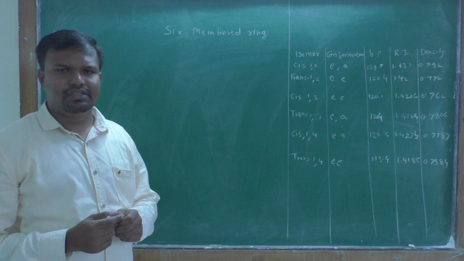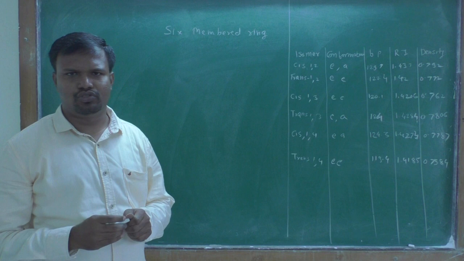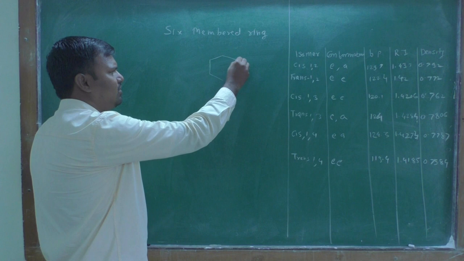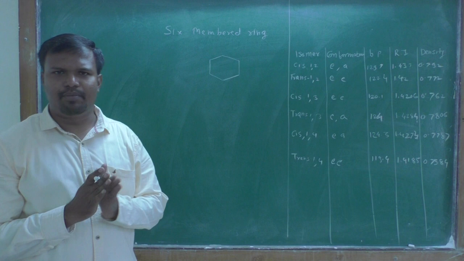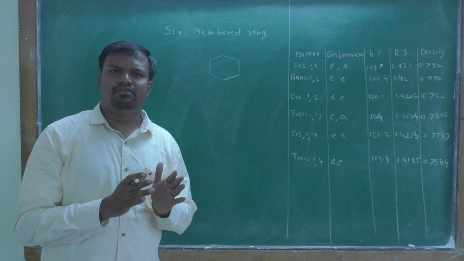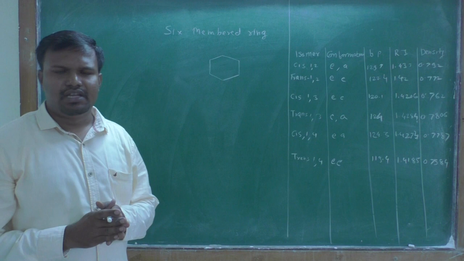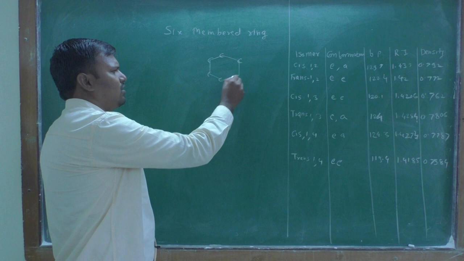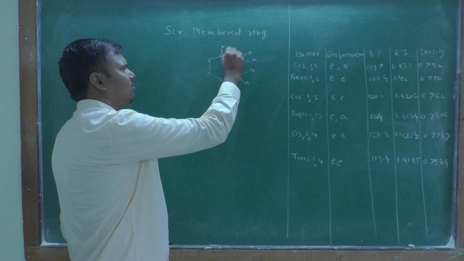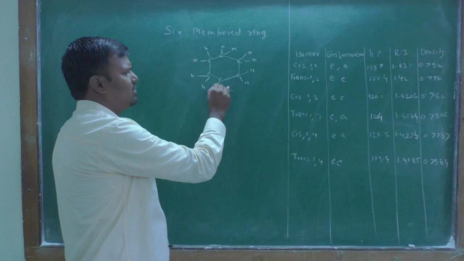Let's start with the cyclohexane molecules. Cyclohexane molecules, we are familiar with this. This is a 6 carbon compound, and all carbons in this compound are sp3 hybridized, each having 2 hydrogens. That is C6H12.